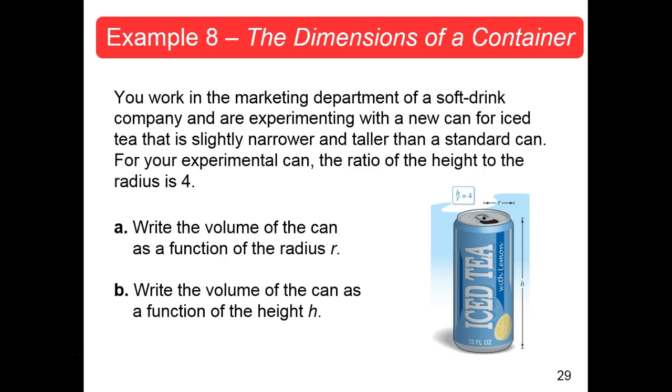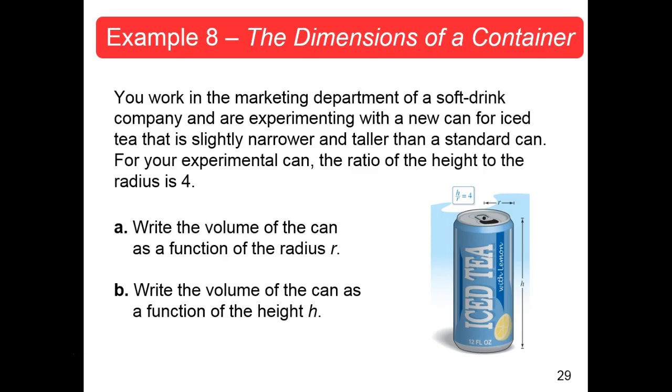Now, applications. Here we have one. You work in the marketing department of a soft drink company, and you're experimenting with a new can for iced tea that is slightly narrower but taller than the standard can. For your experimental can, they just give you this: the ratio of the height to the radius is 4. As soon as they say that, I want to write it down, but I want to write it down in math speak. What do we mean by ratio?